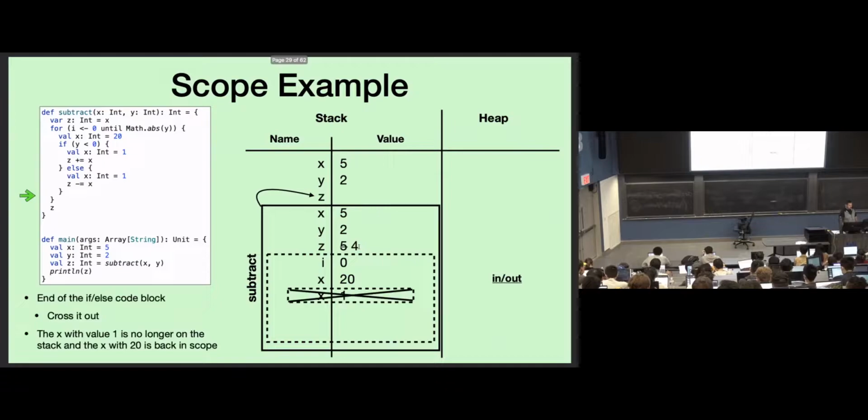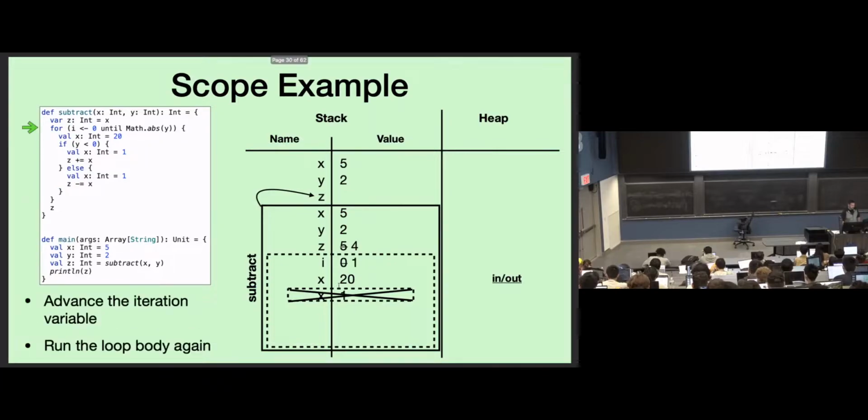We hit the end of the else block, so we're going to cross out that else block. That's no longer in memory. That x equals 1 is no longer in memory. And this x with value 20, which we never end up using in this code, that x with value 20 is back in scope. It's back, ready, in action, ready to do its thing. We hit the end of that iteration of the loop, so we're going to update our loop variable. I advances from 0 to 1. Cross it out and write the 1.